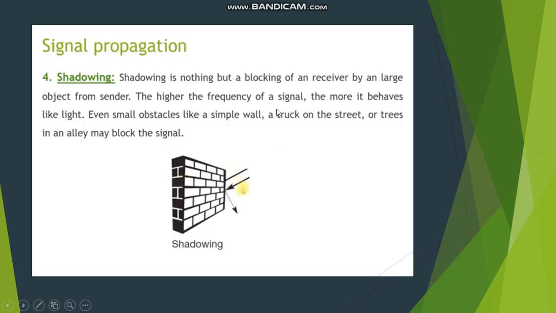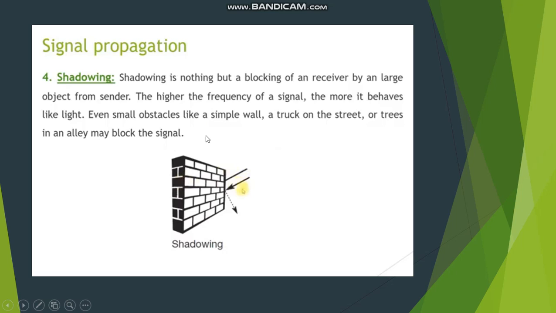The higher the frequency of the signal, the more it behaves like light. मतलब shadowing is nothing but you are trying to block that signals. जो भी signals आ रहे हैं आप उसको block करने का try कर रहे हो with a bigger object placing in between the sender and the receiver. The higher the frequency of a signal, the more it behaves like light. यानी even though you are sending a radio signal, लेकिन अगर बहुत high frequency आप से आपने भेजा है, so it will act like a light signal only.